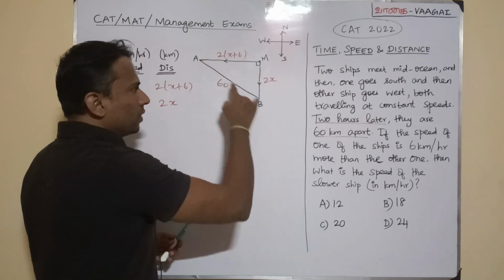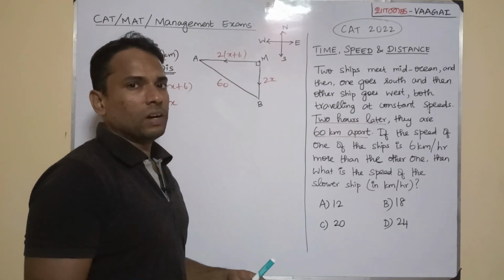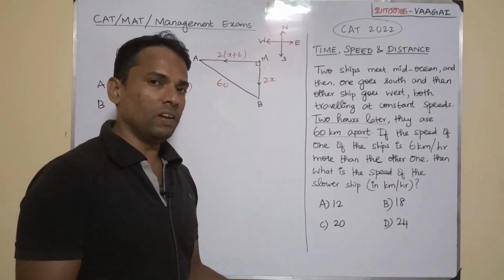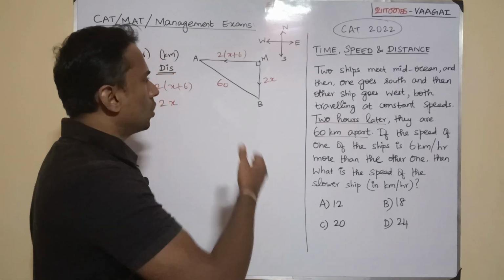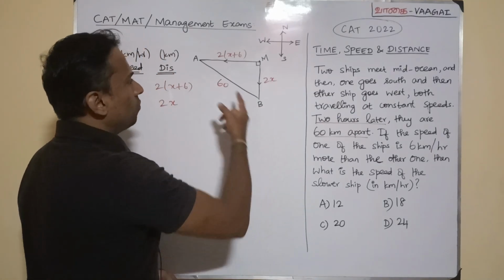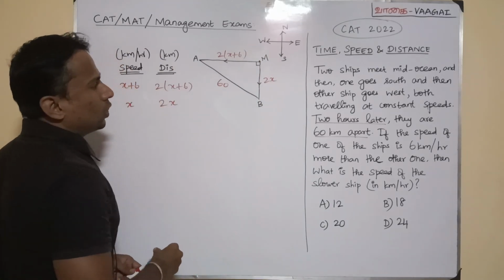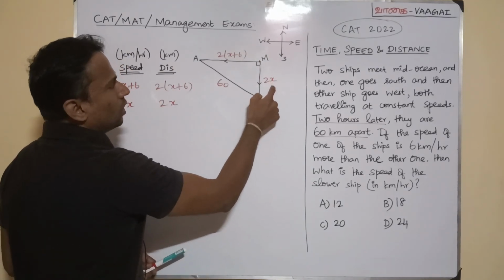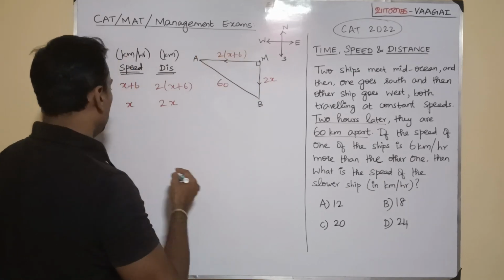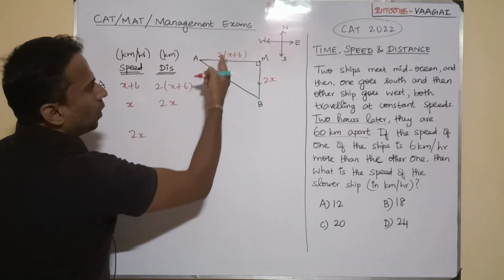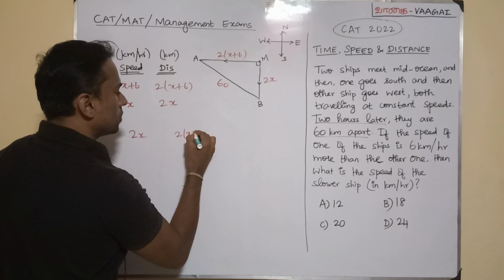So when we complete it as a triangle, we will be ending up with a right angle triangle. So very well we can use Pythagoras theorem. So let us now use Pythagoras theorem for this triangle AMB. Yes. Now what about the two other sides? The two other sides are these two values only. So 2x, and about this one 2 of x plus 6.